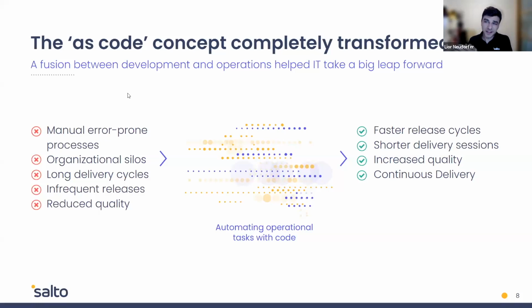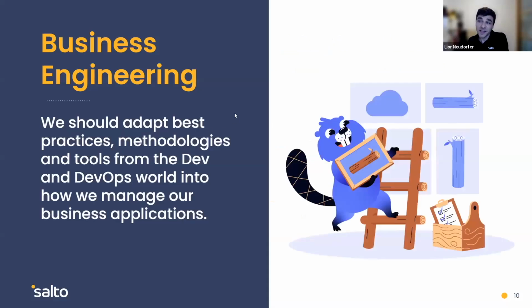So if we take that revolution, the infrastructure as code revolution, and try to apply it to what we're talking about today, this is what we call business engineering. Business engineering means that we should adapt these best practices, methodologies and tools that developers and DevOps already use so well into how we manage our business applications. And it can be Jira, Zendesk, NetSuite, Salesforce, Okta or Workato, you name it. Let's take these tools which are working well for DevOps and use them in our world.